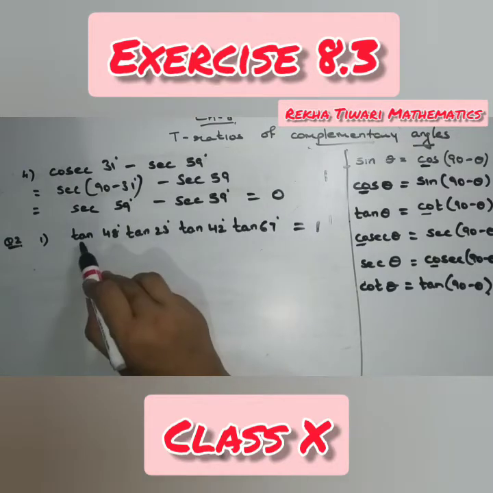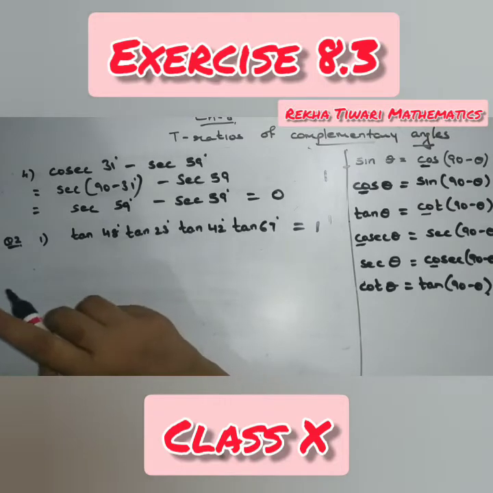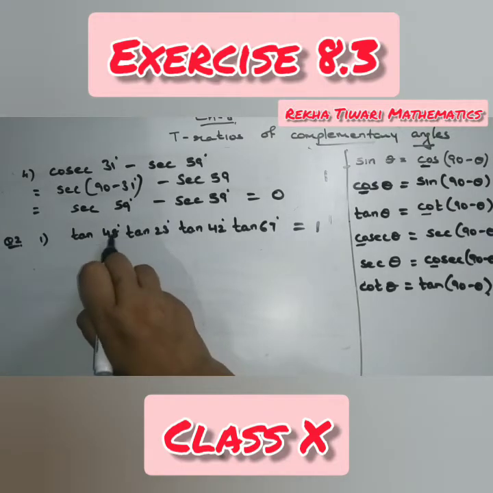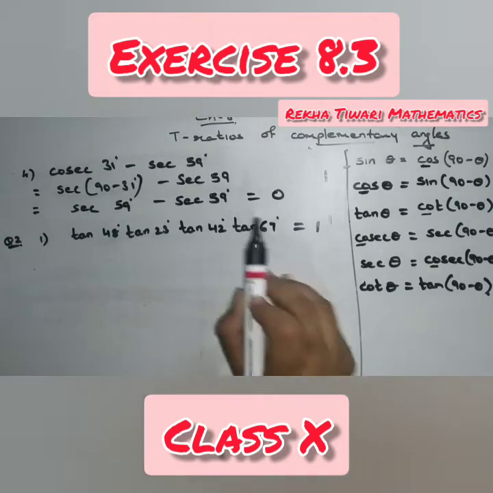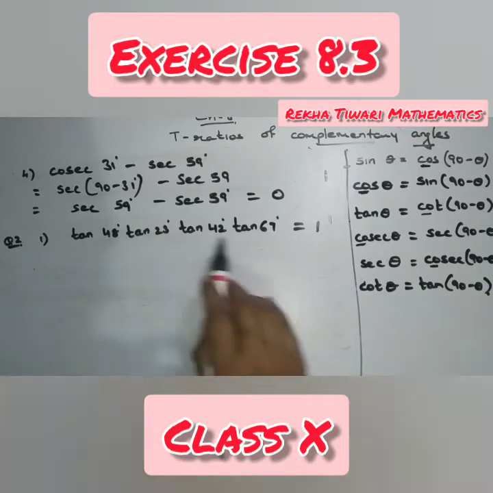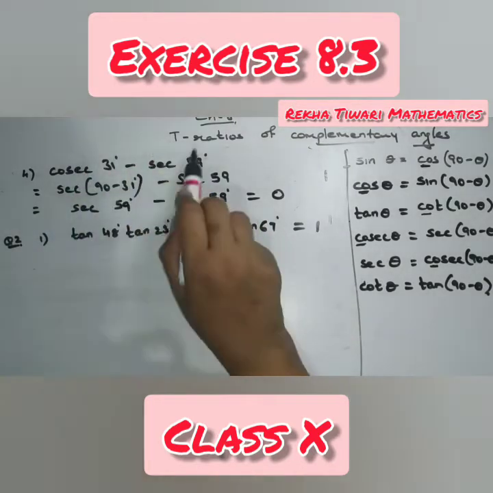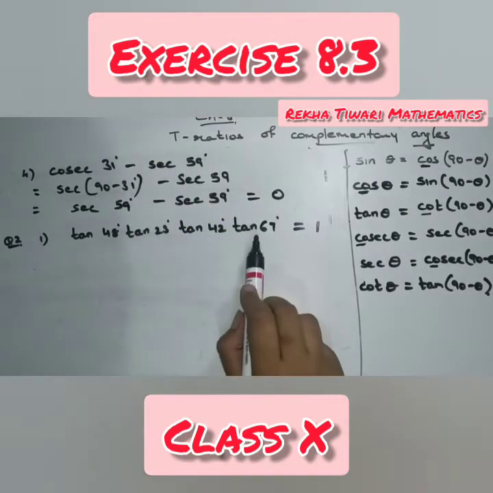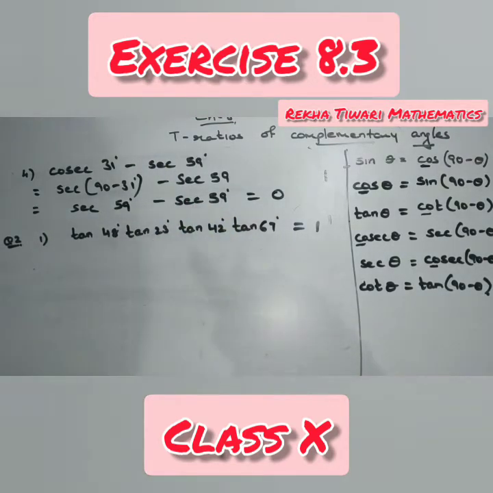No sign is between these ratios. That means we will consider this to be the multiplication. It is tan 48 into tan 23 into tan 42 degree multiplied by tan 67 degree. Now 4 terms are there. If there are 2 terms, I change one, leave the rest. If there are 4 terms, I will change the 2. And for changing, we have to check which 2 angles make complementary angles.